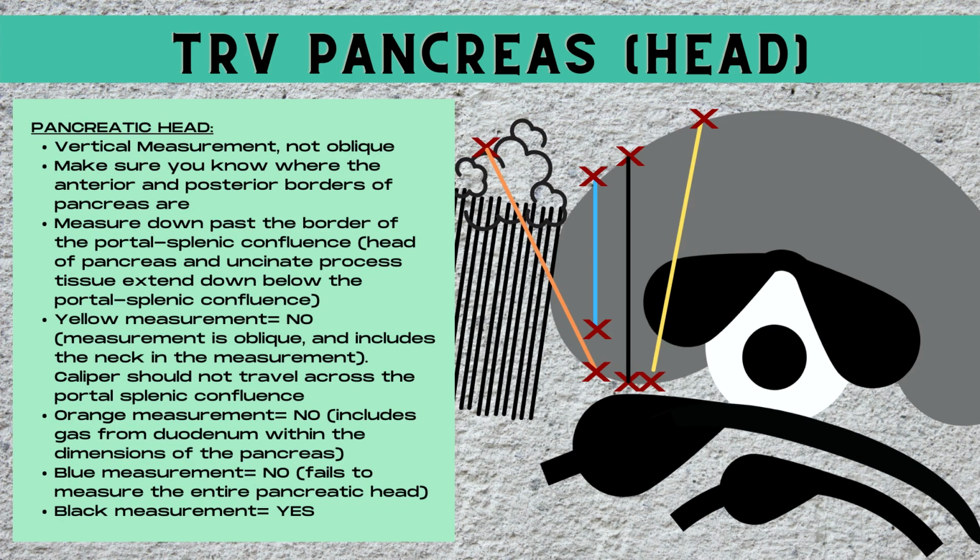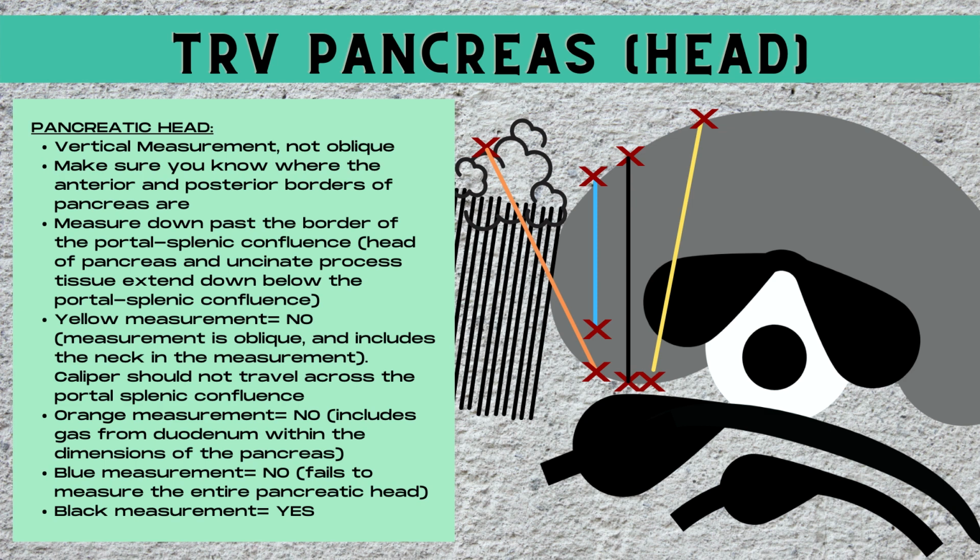Now let's look at some scenarios when measuring the transverse pancreas head. This should be a vertical measurement, not oblique. You want to make sure that you know where the anterior and the posterior borders of the pancreas head are. And it's really important to measure down past the border of the Portal-Splenic Confluence.